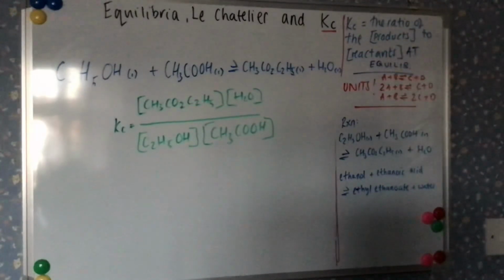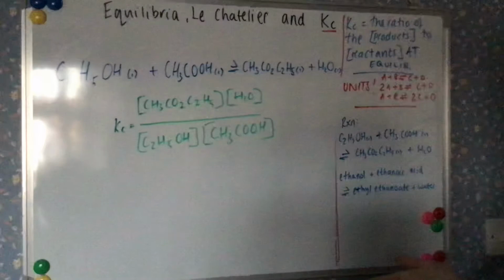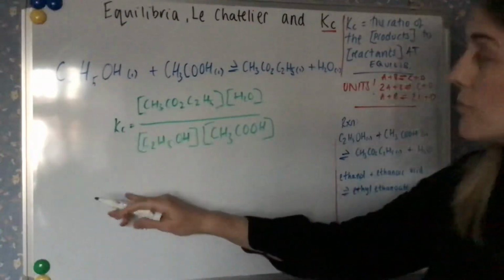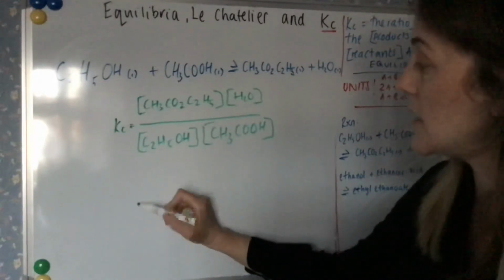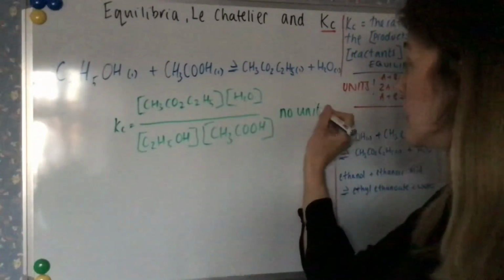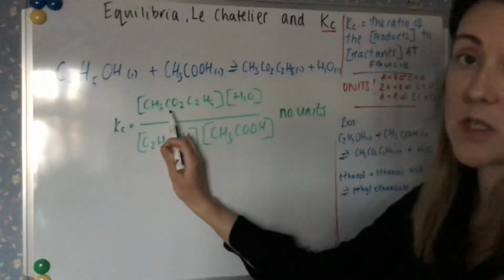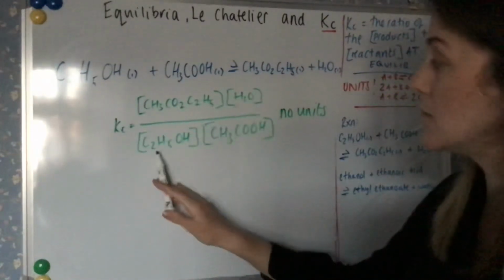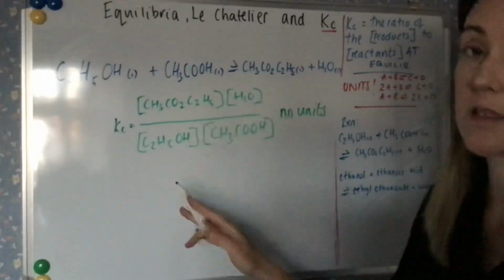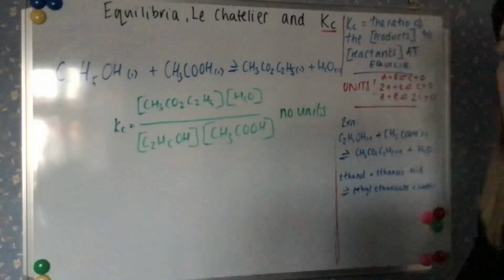Now you'll be asked to work out the units for that reaction, and the units here are going to be no units, because you've got moles per decimeters cubed, moles per decimeters cubed, moles per decimeters cubed, moles per decimeters cubed, and they are all going to cancel to leave you with no units.